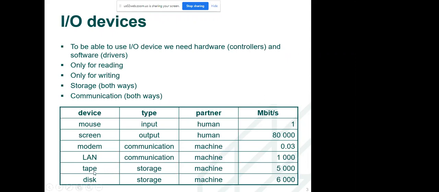Tape, magnetic tape. This type of device is hardware, and this hardware type is storage. The partner is a machine: obviously, the machine reads it, copies it, and writes the data, at 5000 megabit per second. The last one is disk, your hard disk. It is a storage device, machine, at 6000 megabit per second.